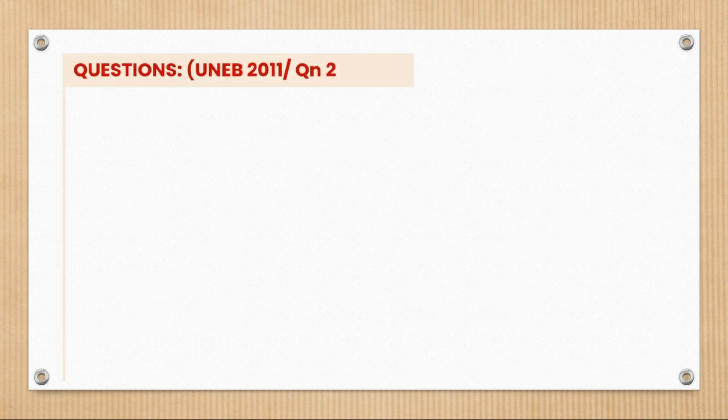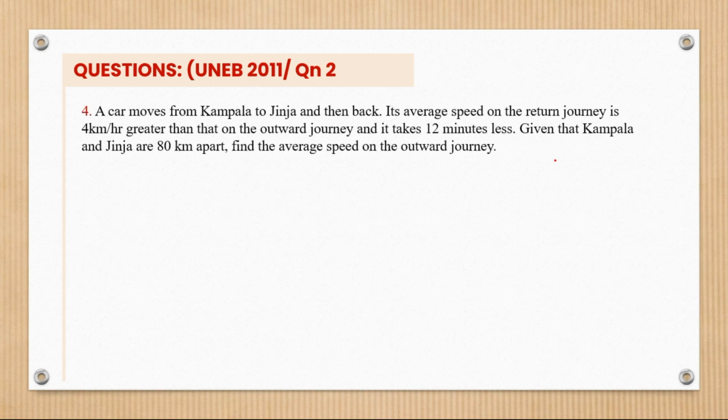Alright, now next we're going to look at a question from UNEB. So this was a question from UNEB 2011, and this was question number 2. So the question was saying a car moves from Kampala to Jinja and then back. Its average speed on the return journey is 4 kilometers per hour greater than that on the outward journey, and it takes 12 minutes less. So pay attention to those keywords. So given that Kampala and Jinja are 80 kilometers apart, find the average speed on the outward journey.